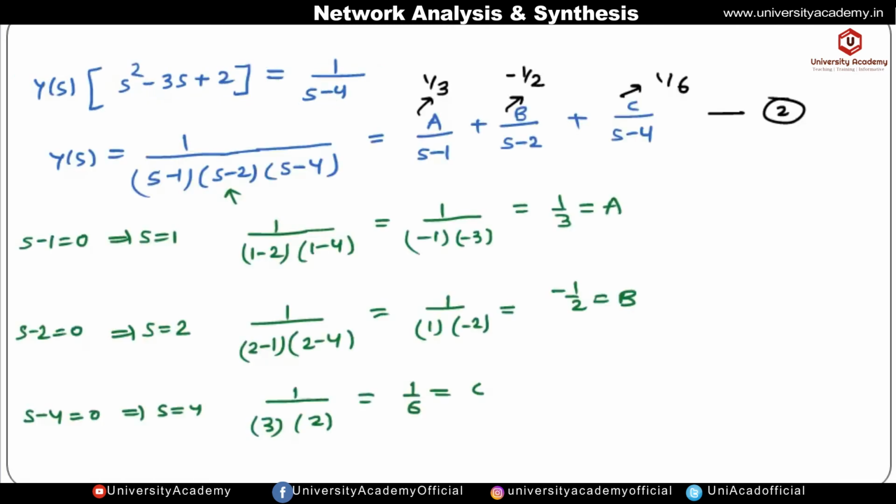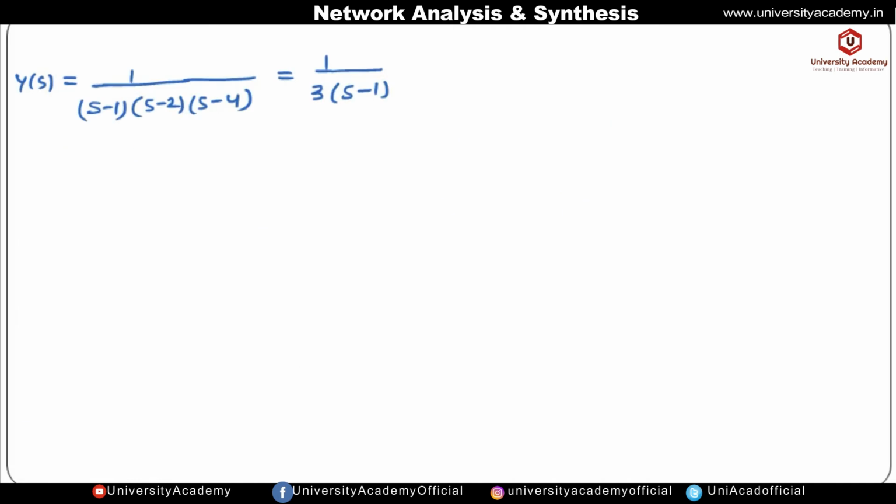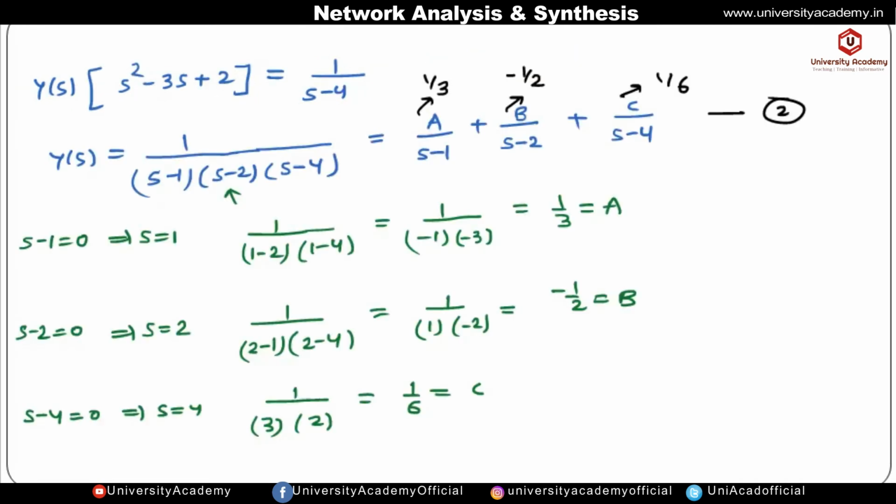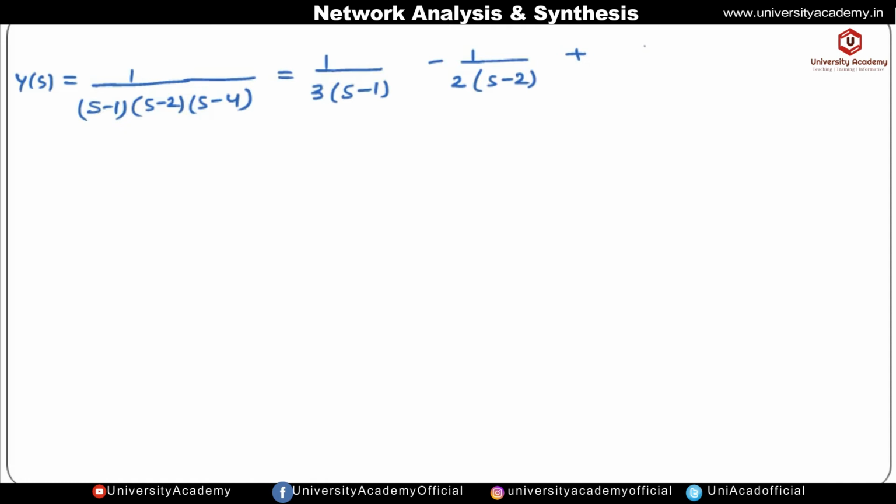Then the b value we have obtained is minus 1 by 2 into s minus 1. So this is minus 1 by 2 into s minus 2, and the c value we have obtained is 1 by 6. So this is 1 by 6 into s minus 4. Now let us apply the inverse Laplace transform. So we will be getting y of t, and this output is known as the zero state response because this is the output due to the input present in the system and initial conditions are 0.